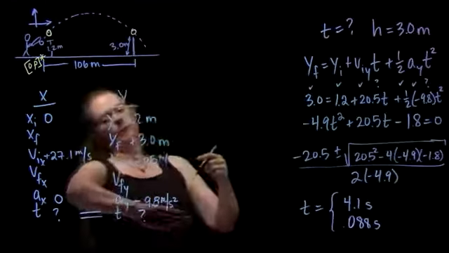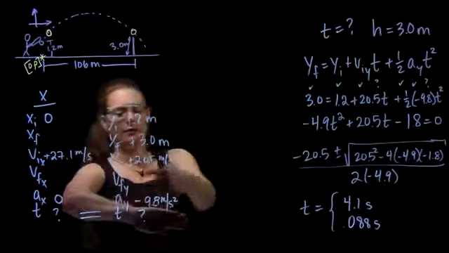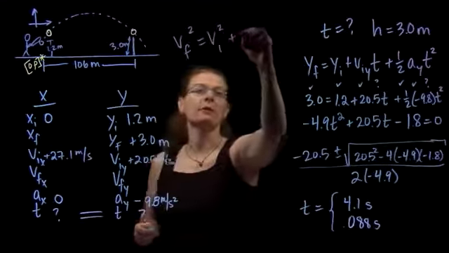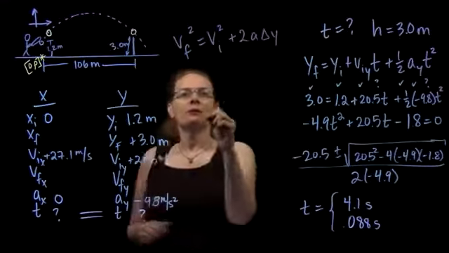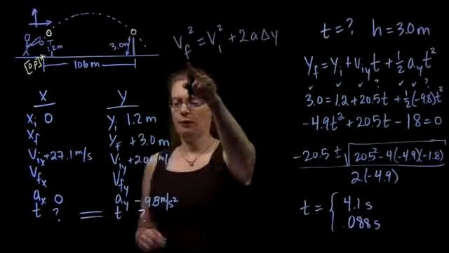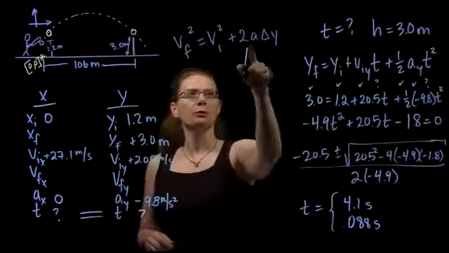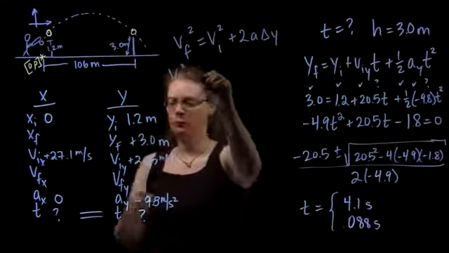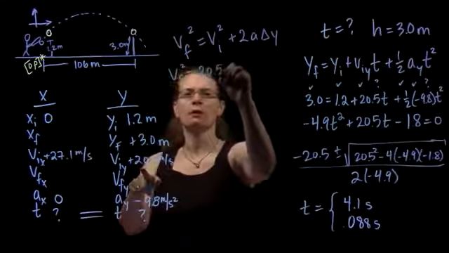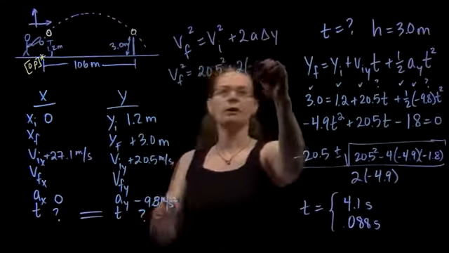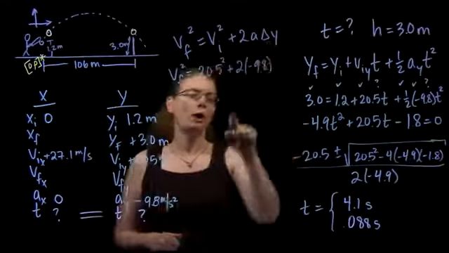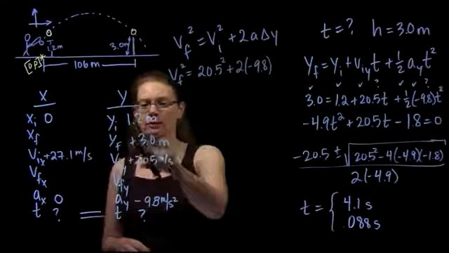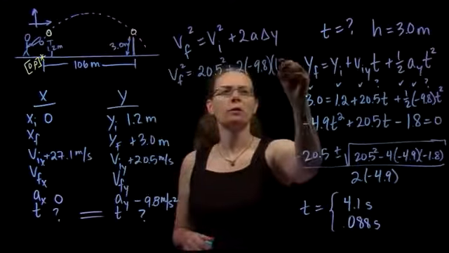So ignoring the fact that I don't know time, can I solve for V final Y? Yeah, I have this equation, the one equation we've got that doesn't have time in it. V final squared equals V initial squared plus 2 A delta Y. I'm looking for V final. I know V initial. I know 2. I know my acceleration. I know my change in height. Got it. So V final squared equals V initial squared, 20.5 squared, plus 2 times my acceleration, negative 9.8, times change in y. And change in y is always final minus initial. So final minus initial, 3 minus 1.2 is a positive 1.8.